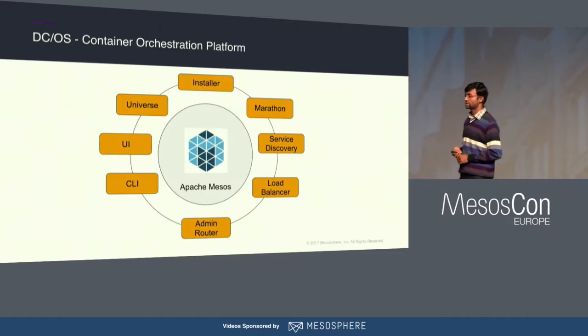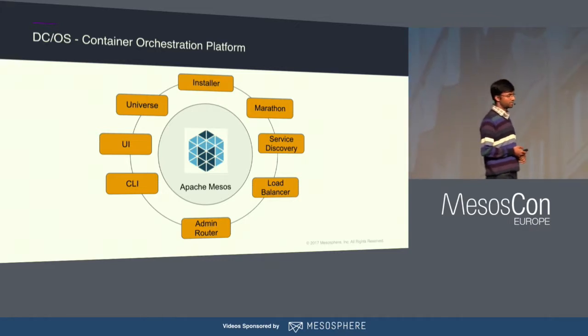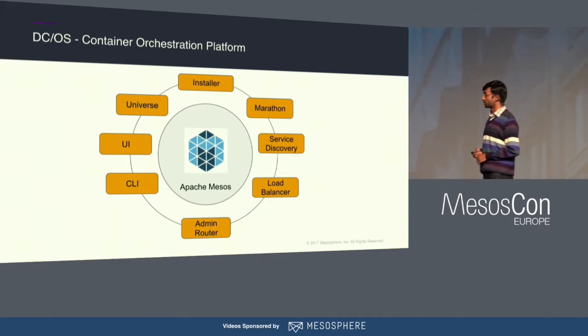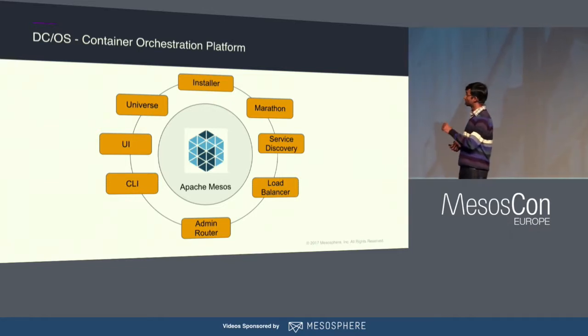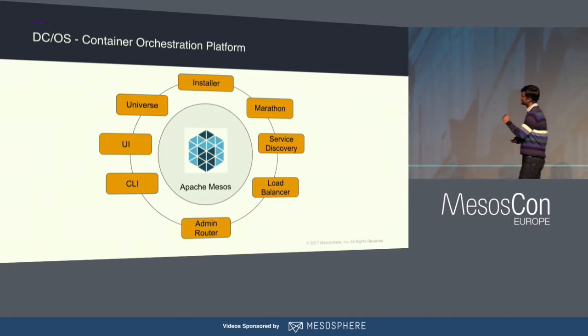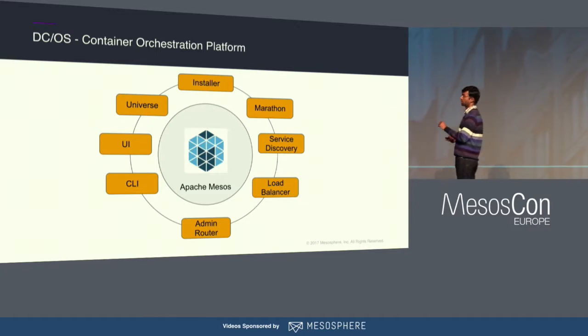And this is where DCOS comes in. DCOS is this container orchestration platform which has Mesos at its heart. And it, along with its frameworks, supports container scheduling and resource management. It also does service discovery through a service discovery mechanism, and load balancing. And we will see in today's talk how this is done in DCOS.